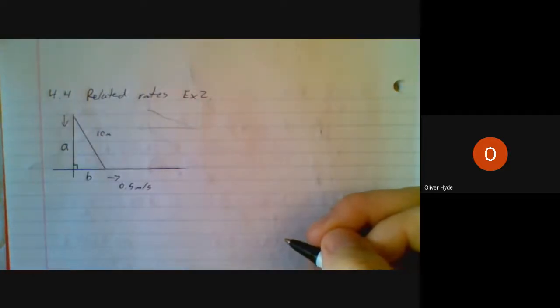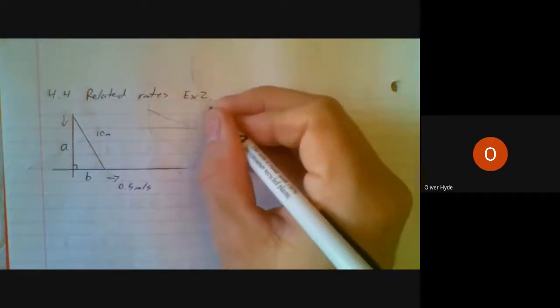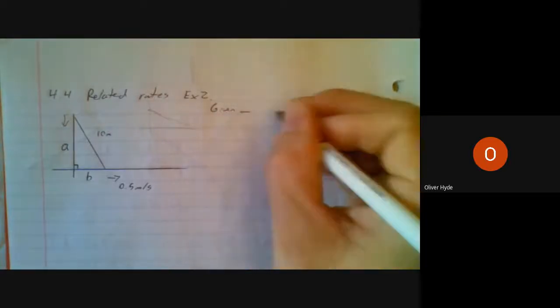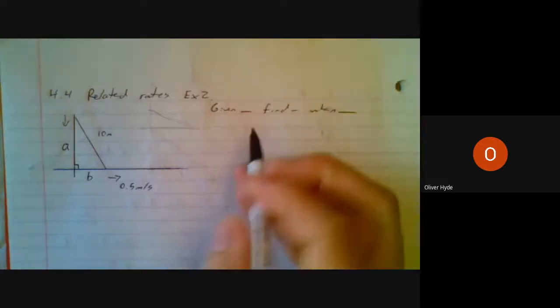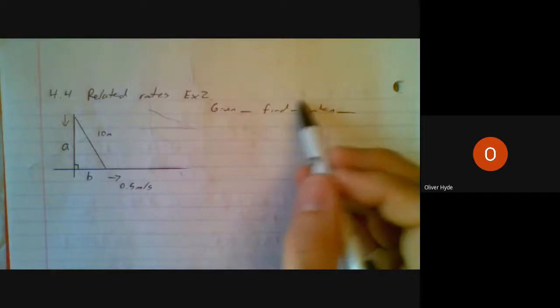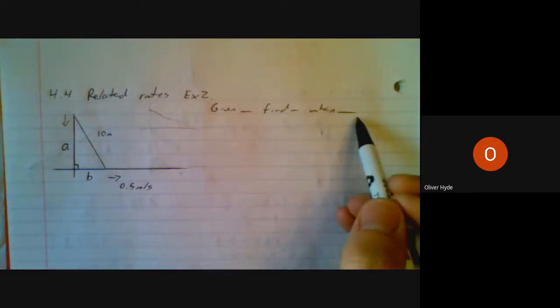Instead of starting by relating my rates, I like to relate my unknowns here. I like to organize my unknowns. I'll call this distance B, and I'll call this distance A here. And maybe even before declaring my variables, I can record the information that I'm given. I really like the approach of using given, find, when. So here's your quantities or your rates. Find whatever unknown rate or quantity you're looking for, and then here's your instant.